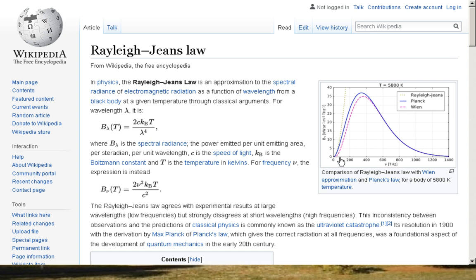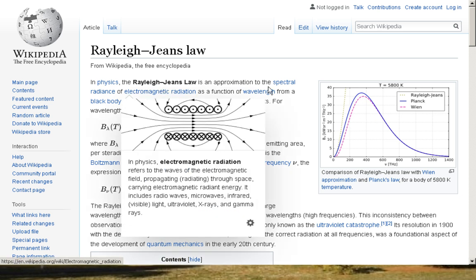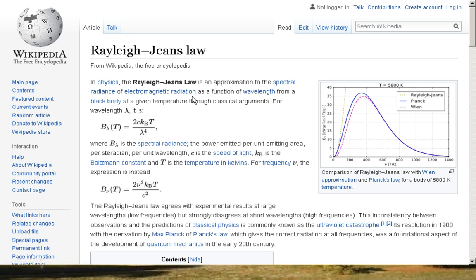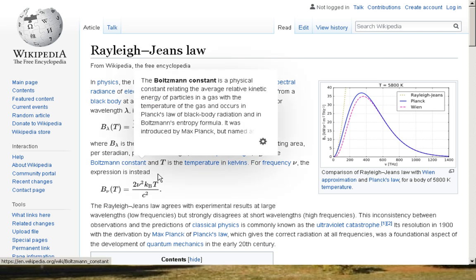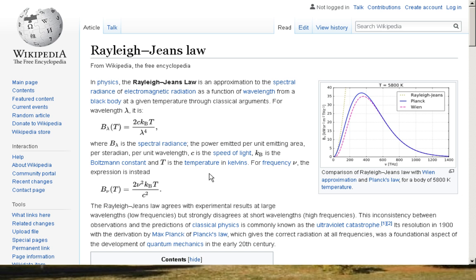Now see, that also comes into some confirmation for whatever I'm trying to do here. It's an approximation to the spectral radiance of electromagnetic radiation as a function of wavelength from the black body at a given temperature through classical arguments, where B lambda is the spectral radiance of power emitted per unit area. c is the speed of light, kB is Boltzmann's constant, T is temperature in kelvins.